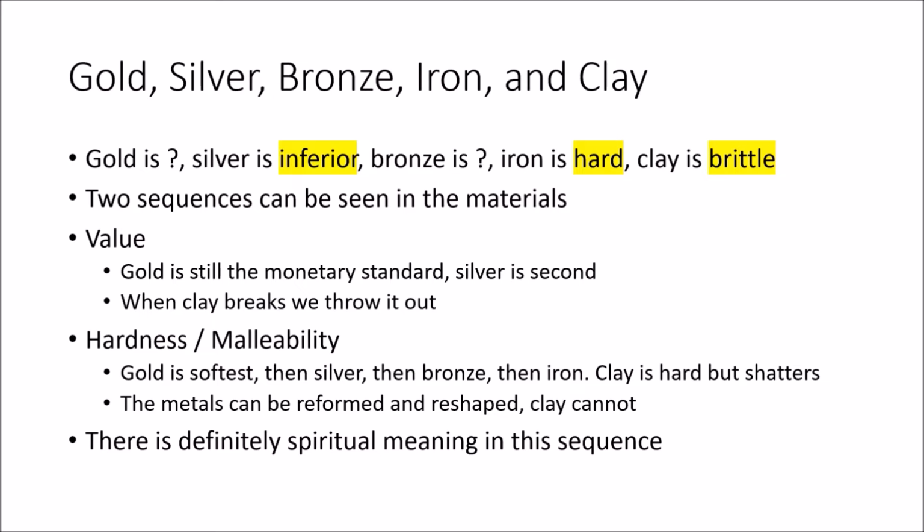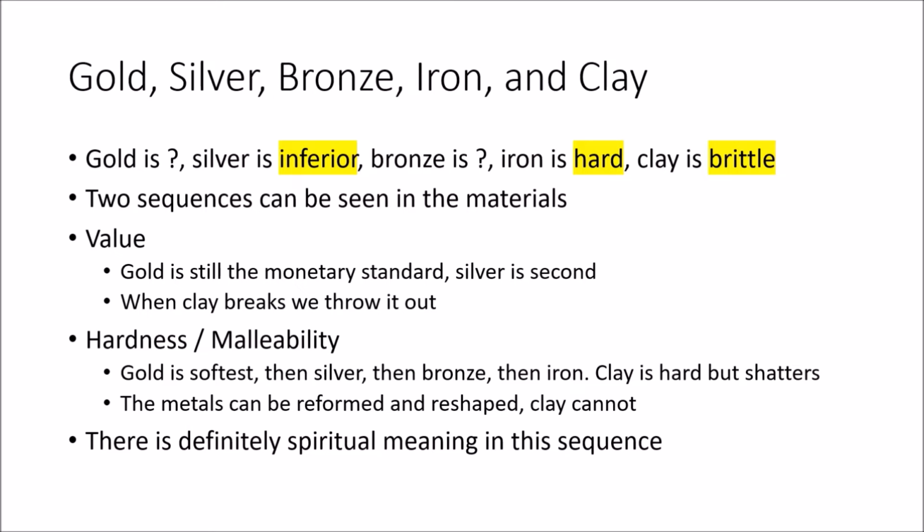So gold is fairly soft. Silver is harder. Bronze is harder still. Iron is harder again. And clay is hard, but it shatters. And so when you put enough pressure on clay, it doesn't just bend, it shatters into pieces. And if you've ever dropped a plate on the floor and it shatters into a whole pile of pieces, you know what I'm talking about.